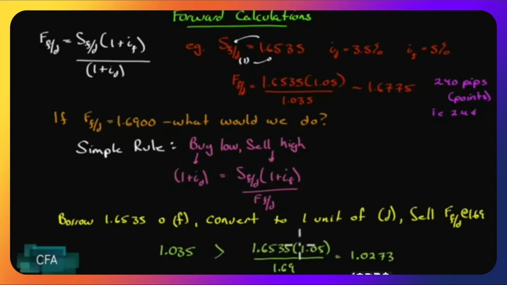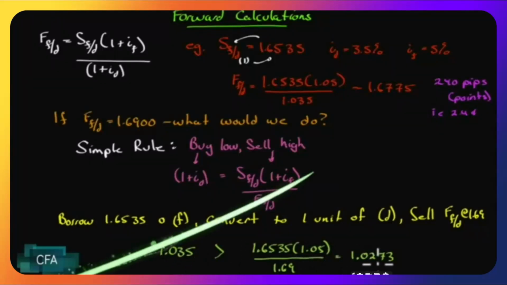But you can see how this was free. Look what I did. I didn't use any of my money. I arranged for a loan in the foreign currency. I converted it at the spot rate to 1 unit of the domestic currency, and I entered into the forward agreement at 1.69 on the short side to deliver, right? So my currency grew to 1.035. My loan grew to 1.0273.